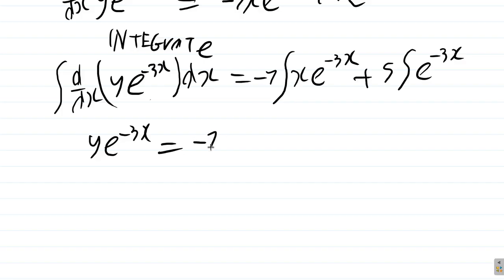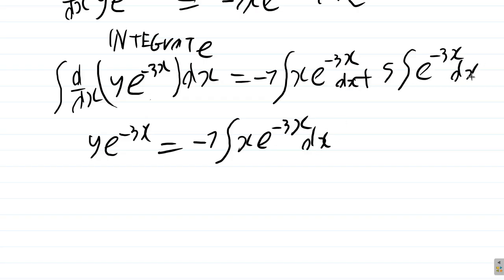Let's write this as negative 7 integral of x e to negative 3x dx. Oh, I didn't put the dx. I should put the dx here. Alright. Now, plus 5 integral of e to negative 3x. I'm going to do these integrations separately. Alright, this one first.